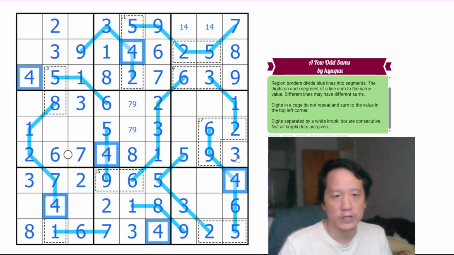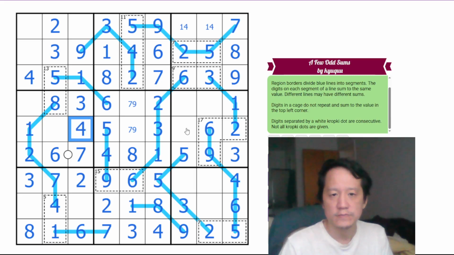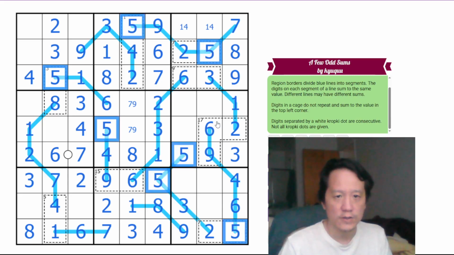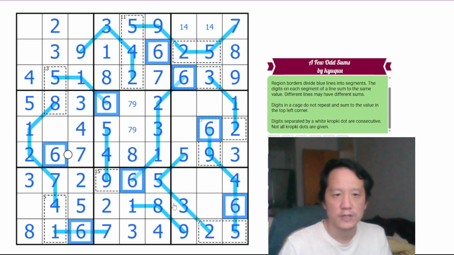4's. Where can the 4 be? 4 cannot be here, cannot be here in this box, so it has to be here. Don't know where the 4 is here, though. 5. Where is the 5 in row 4? It has to be that cell, because this is eliminated by this 5, and these are eliminated by that 5. That leaves, we have 8 5's. We know where the last one is. It has to be here.